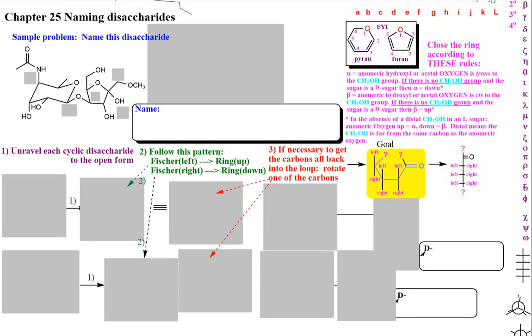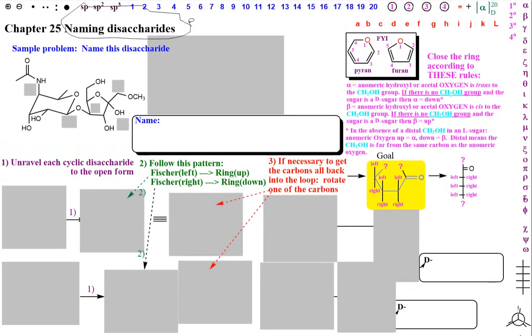Back by popular demand, we are going to name a disaccharide in this video. Here is the disaccharide. Let's see what features we're looking at here. We have an anomeric hydroxyl that's alpha. That is a hemiacetal. It's an ether at the same time that it's an alcohol on the same carbon.